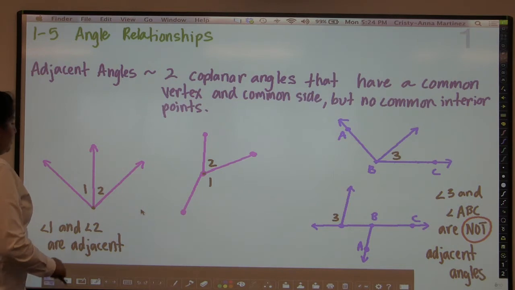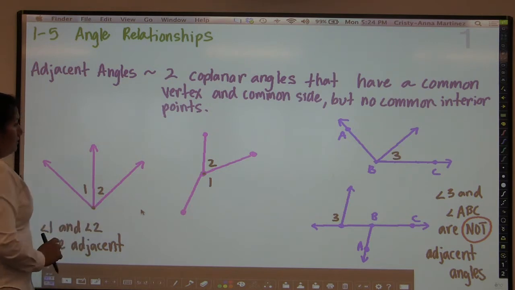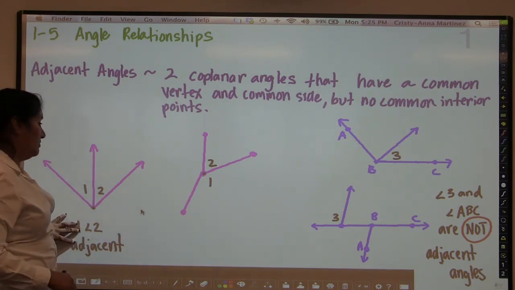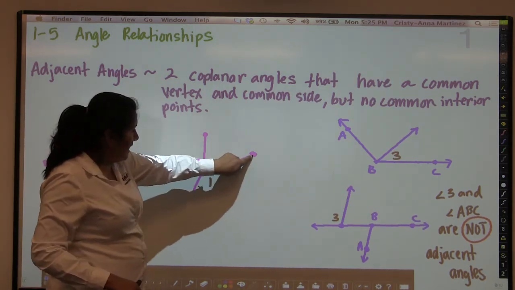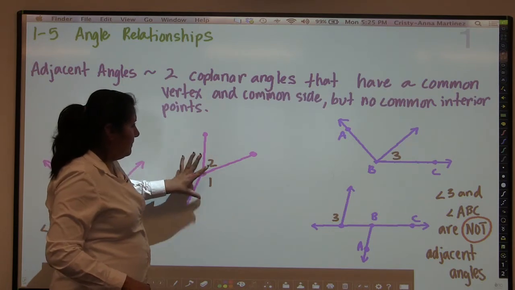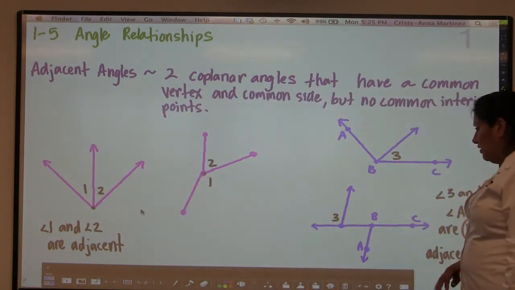Common side, so when I look at angle 1 and angle 2, they have this common vertex here. This is their common side, so they're adjacent angles. There's nothing in between them that is in common. So this is an example of what does work. This also works, again, common side here. Nothing overlapping, that's totally okay. Over here on the right, we have some examples of things that don't work. We already talked about this guy.